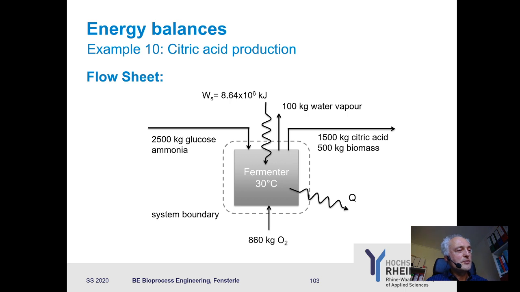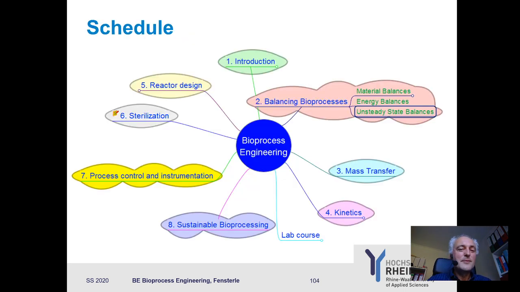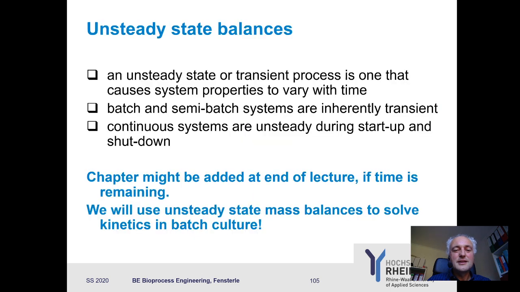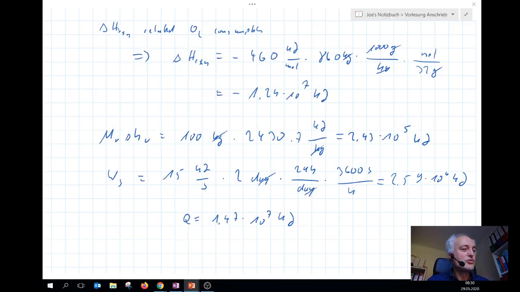So that's our energy balance. This is now what we have calculated. And unsteady state mass balances, we don't talk at this point because we will talk about that when we come to kinetics. So that's it for mass balances. And therefore we can go now to the next chapter.